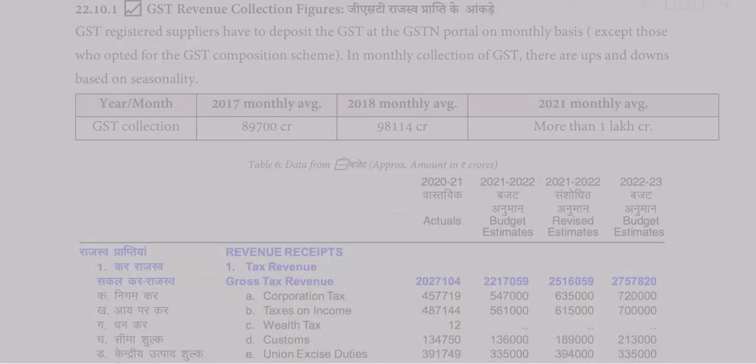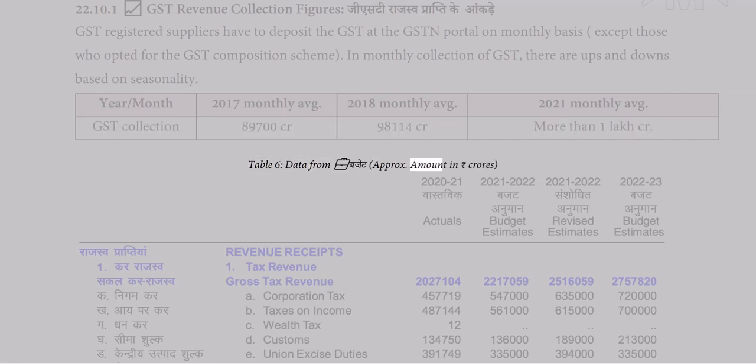22.10.1 GST revenue collection figures. GST registered suppliers have to deposit the GST at the GSTN portal on a monthly basis, except those who opted for the GST composition scheme. In monthly collection of GST, there are ups and downs based on seasonality. The 2017 monthly average GST collection was 89,700 crore, 2018 was 98,114 crore, and 2021 was more than 1 lakh crore.